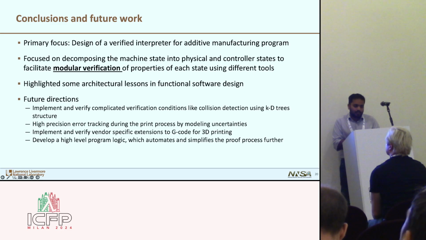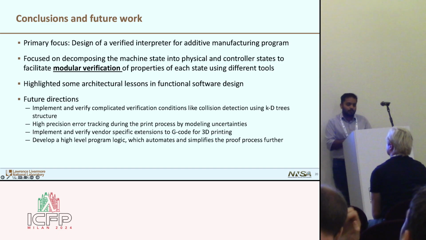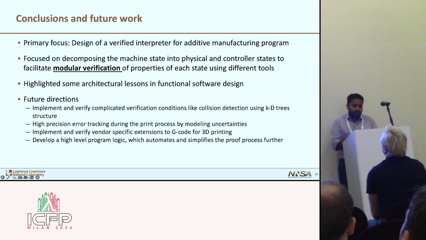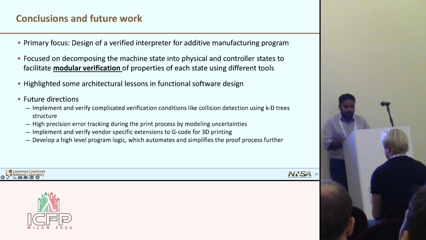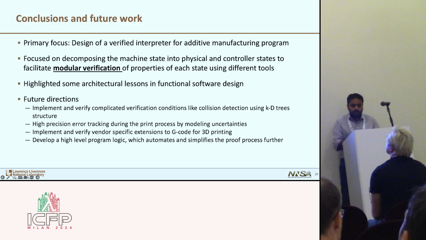And the fourth direction is automating as much of the proof process as possible, preferably by developing some high-level program logic for this 3D printing process based on what we have learned during our mechanization of the G-code semantics.